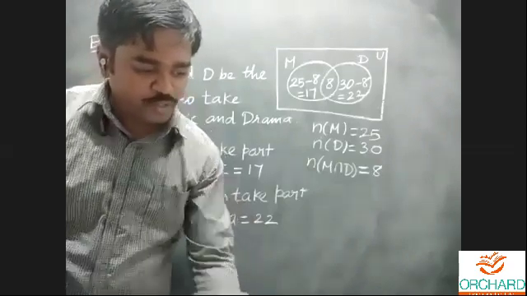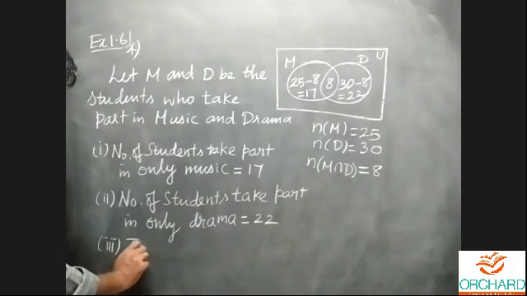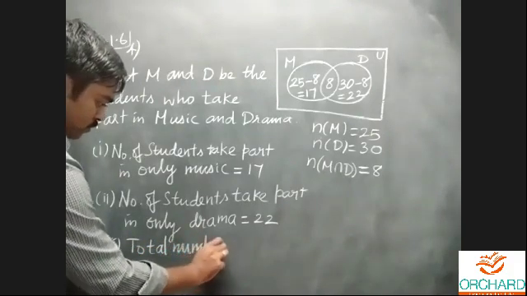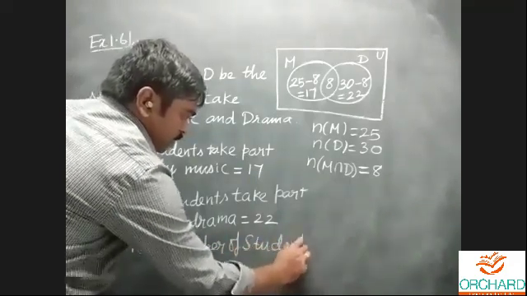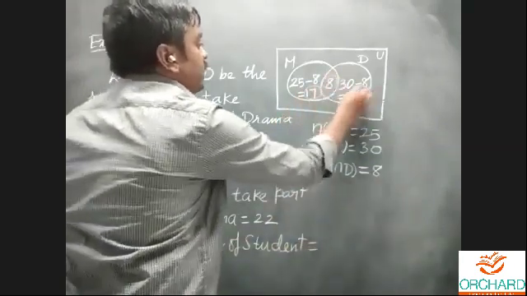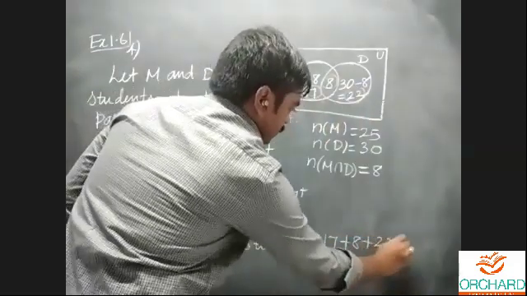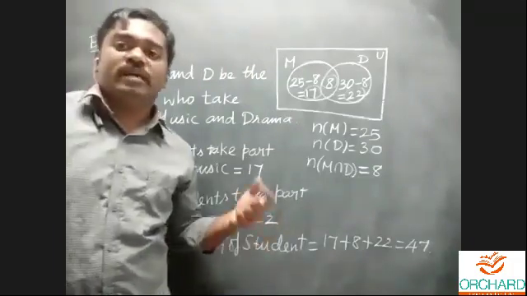Okay, you want to identify the total number of students in the class. That is also very easy. How to identify the total number of students? Total number of students is equal to adding the subtracted values: 17, 8 and 22. And how many students are in the class? 47.